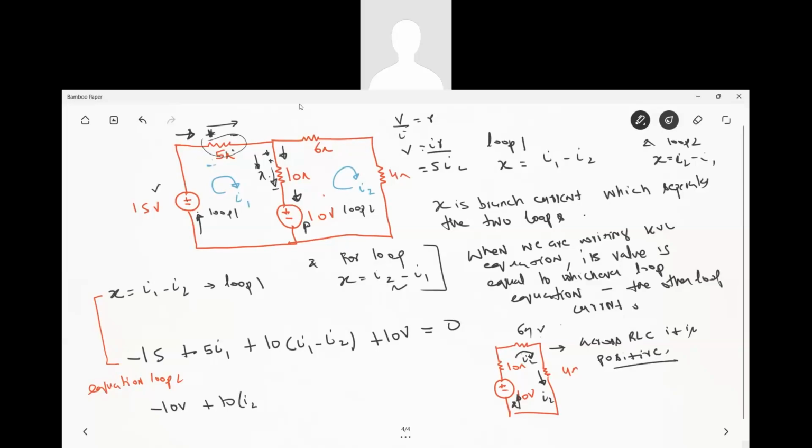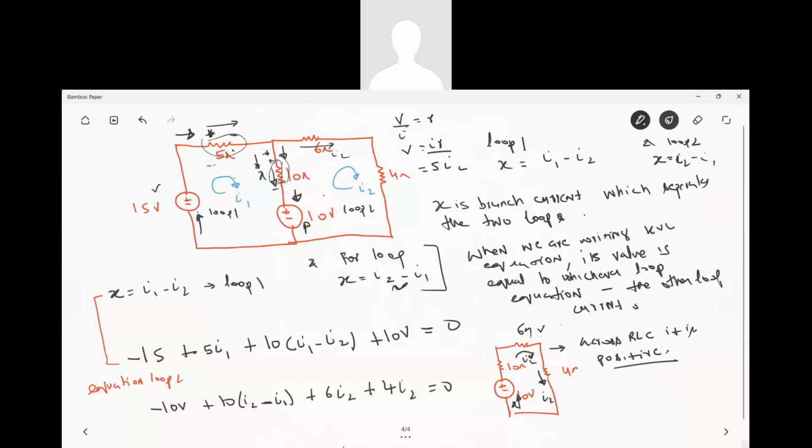No, not I2. See here, this is a branch, right? This is separating the two loops. Here the current is X, I2 minus I1. Yes, I2 minus I1. Very good. Then here, plus 6 I2, very good. Plus 4 I2, very good. Shabash. This is the equation you got. These are the two equations, right?